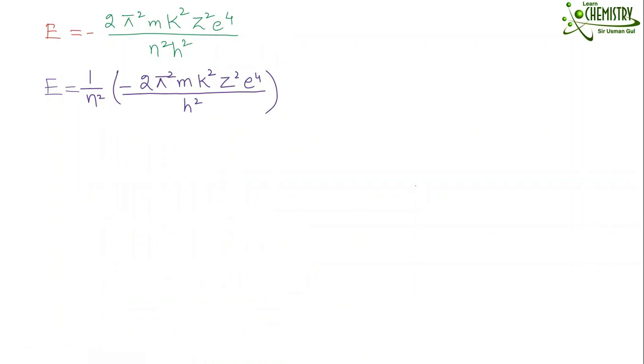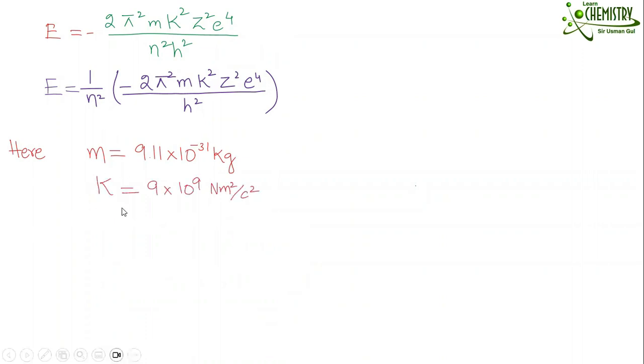So let me show you how we put all the values of the constants. The mass is equal to 9.11 exponent minus 31 kg, and k is the Coulomb's constant, its value is 9 exponent 9, and e is the charge on electron, that is 1.6 exponent minus 19 coulomb, and this one is the charge of proton, 2. Here the value of h, that is called Planck's constant, is 6.63 exponent minus 34 joule second.